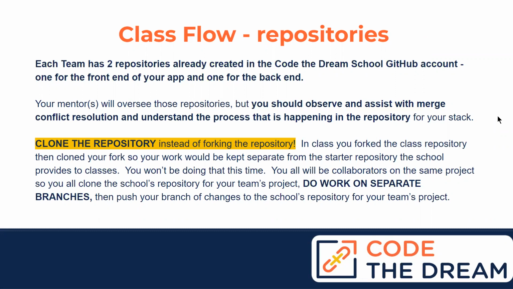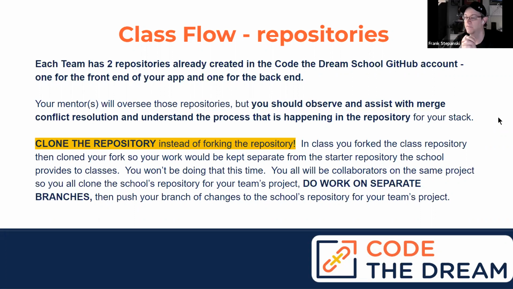Okay, so question. That makes sense. Forking and pulling, is it kind of the same? Like we're not supposed to pull the code before? No, you're not supposed to fork. Yeah, so fork makes a copy of the Code the Dream School repository, and it makes that copy over to your personal GitHub account copy.